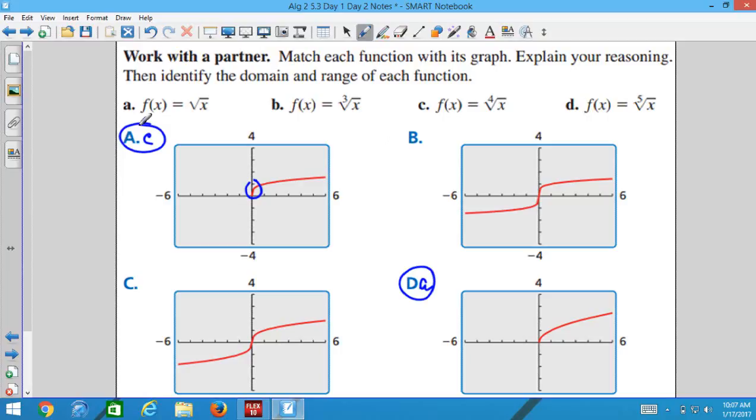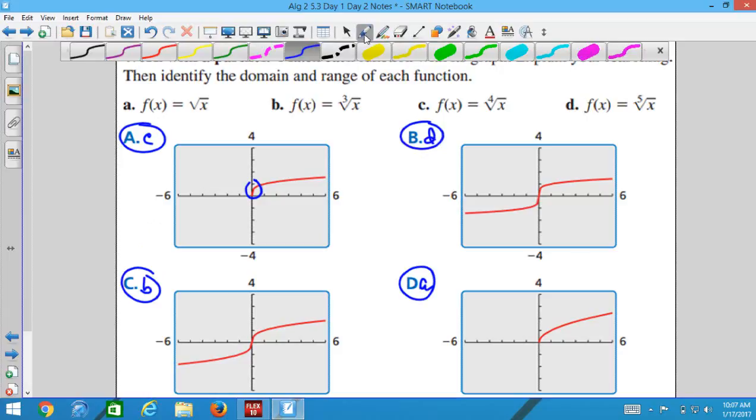So the same thing with B and C. The one that's kind of longer, more vertical on the inside, that's going to be the higher root. So graph B, does that one look higher or lower than graph C? Higher. It's more stretched out vertically, so that one's going to be the higher root. That one's going to be D. And then that one over here has to be B.